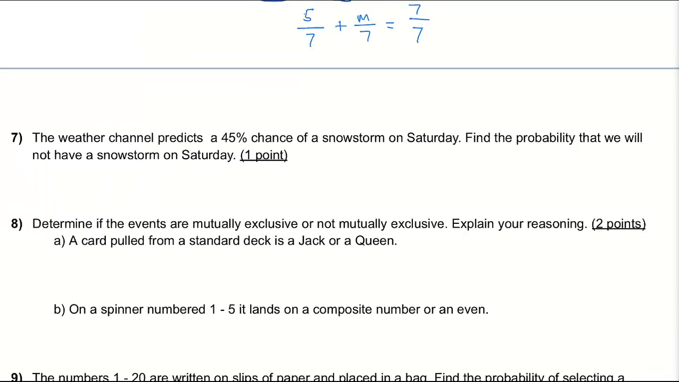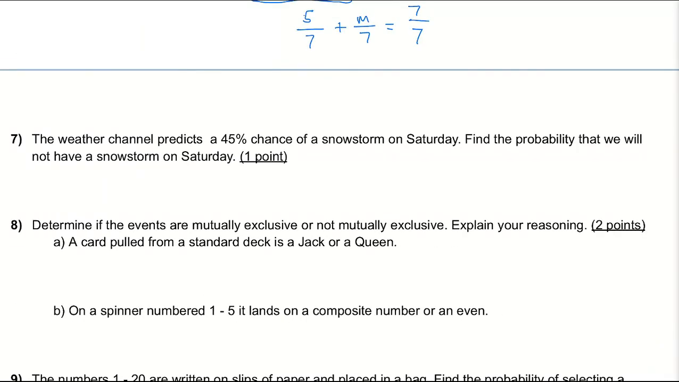Back page. The Weather Channel predicts a 45% chance of a snowstorm on Saturday. Find the probability that we will not have a snowstorm. This one I would take 100%. That's all of the things that could happen. Essentially, it's going to snow or it's not. 100% minus 45% is going to give me my percentage that it's not going to snow. So it would be 65%. Nope, 55%. So 55% would be the answer.